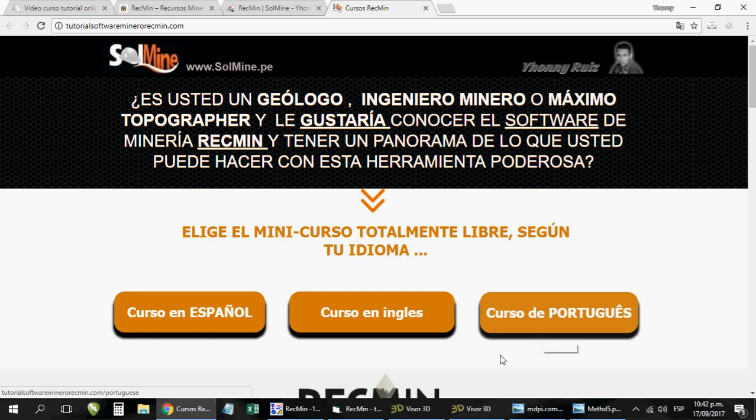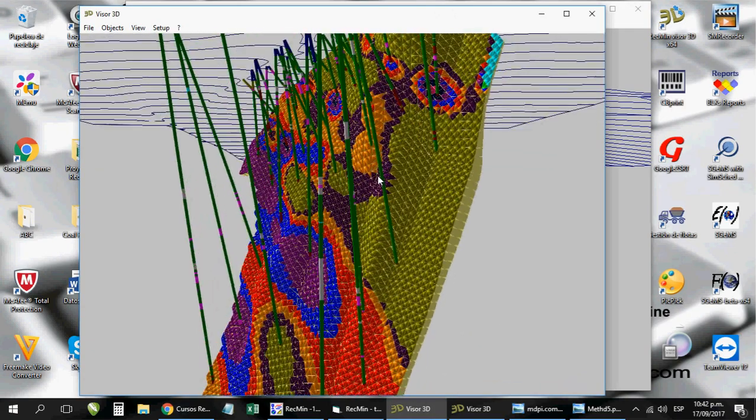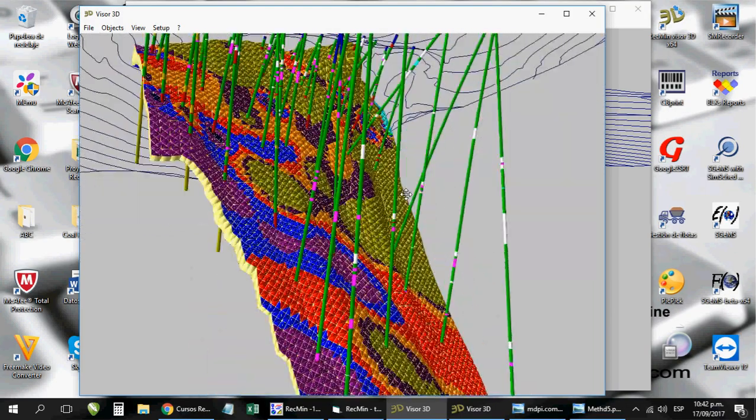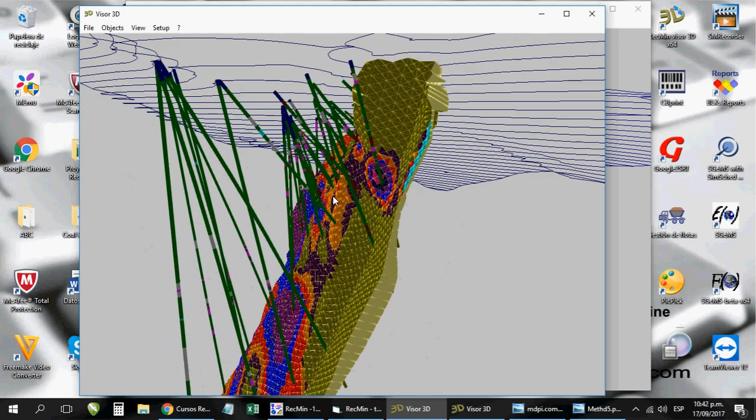I repeat, the RecMin mining software is free licensed software, available in Spanish and English, and it really does not have anything to envy from licensed software, and you can implement it in your project. Since it is free software, I recommend it for small and medium-sized mining or junior exploration companies.